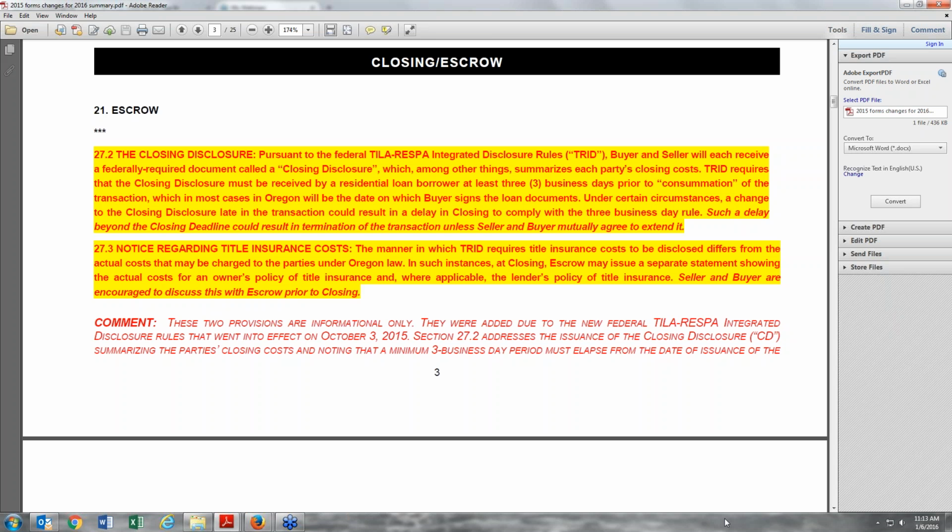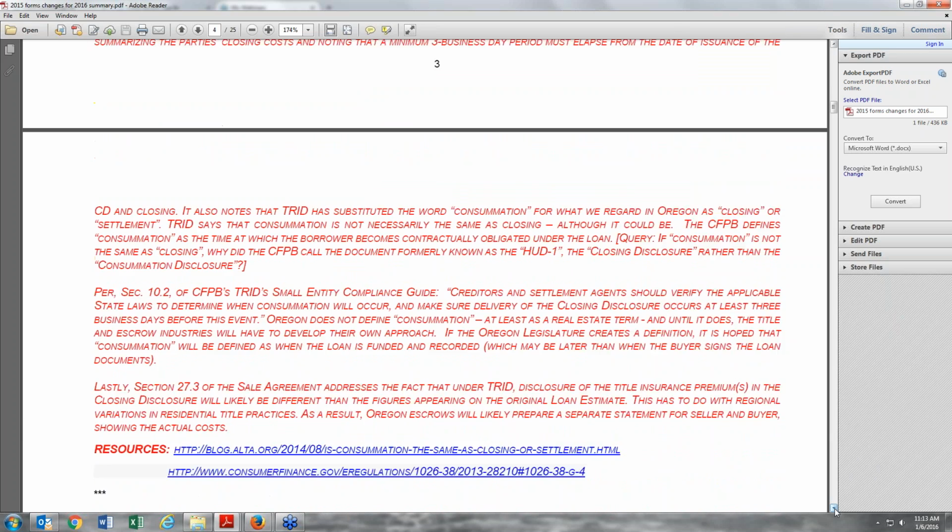Okay. And you'll notice that I say under the comment, these 2 provisions are informational only. And why are we doing this? You could say, well, what difference is it? Why are we trying to explain to everybody all this TRID stuff? And the answer is because at some point, whether you go to closing or not with your client, a sharp-eyed person is going to say, well, wait a minute, I don't understand. These figures are not consistent. So at least we have a heads up in sections 27.2 and 27.3 so that it gets you off the hook of trying to explain something that most people don't understand and can't explain. Okay? Let's see.